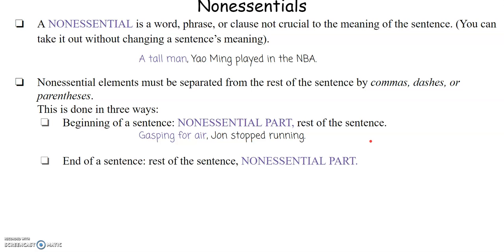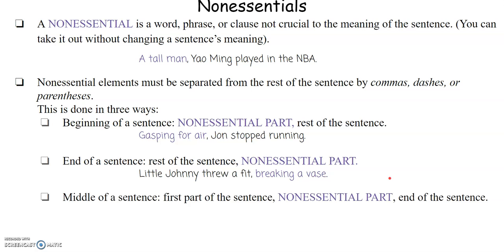If the non-essential comes at the end of the sentence, we're going to do the sentence, comma, non-essential. Our example: Little Johnny threw a fit, comma, breaking a vase. Don't need that in the sentence, so we put the comma to indicate that it's non-essential.